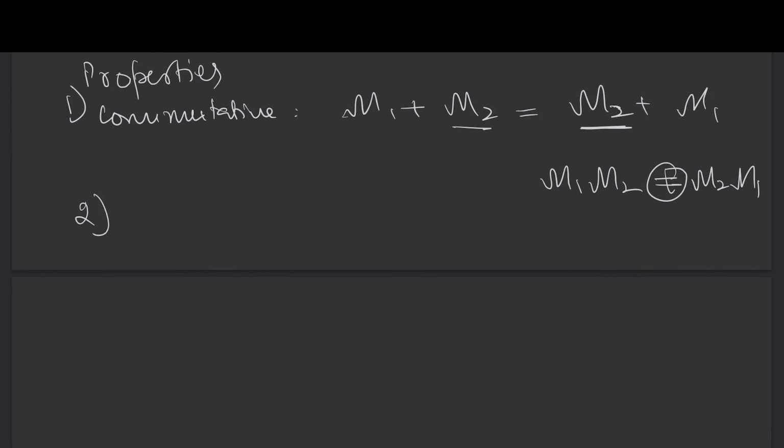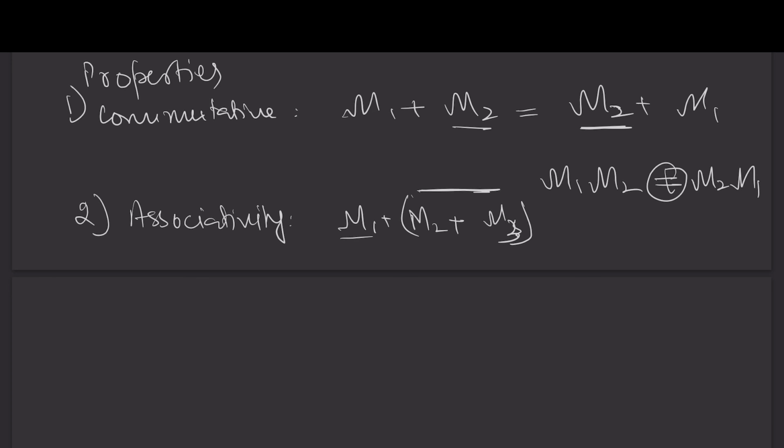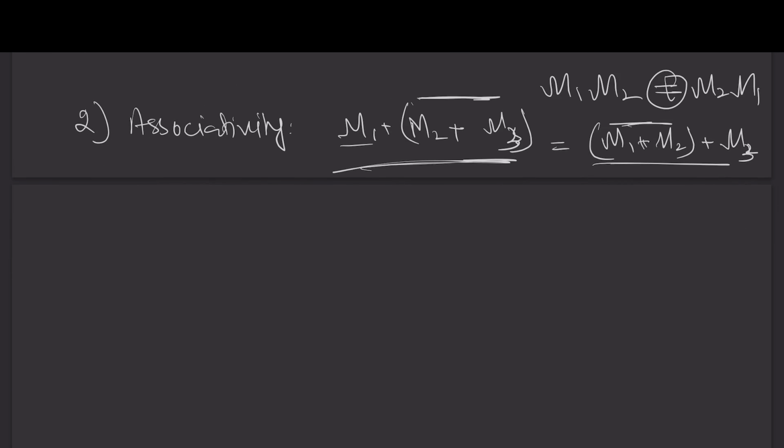The second property of matrix addition is associativity. What it says is, if we have matrices, let's say M1, M2 and M3, we can add M2 and M3 first and then add the resultant of these with M1, or we can add M1 and M2 first and add the resultant of these two with M3, and the final result of both of these will be the same.